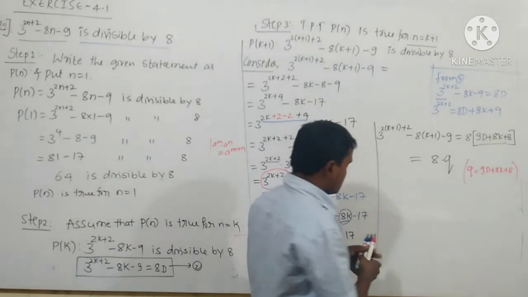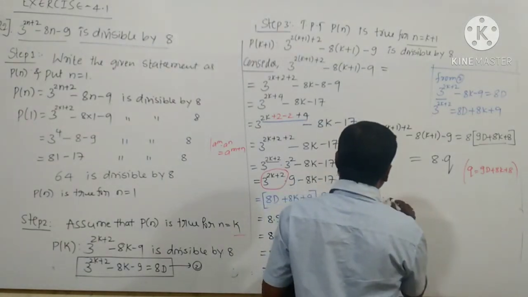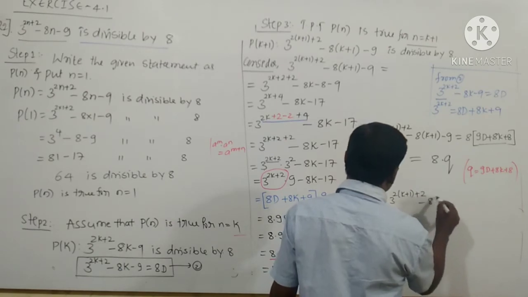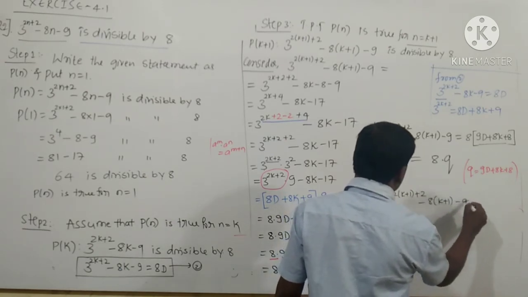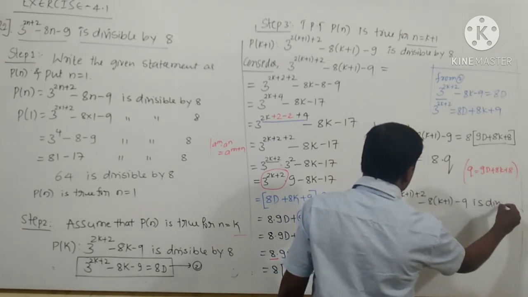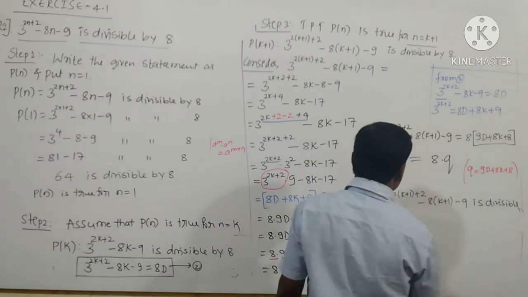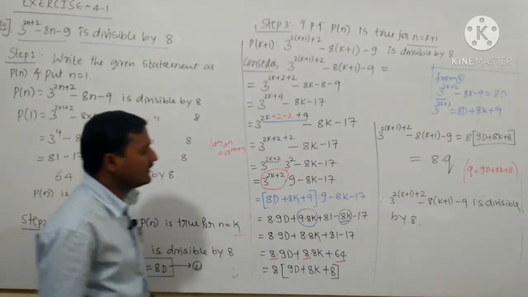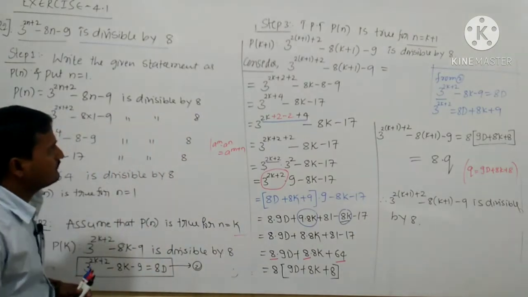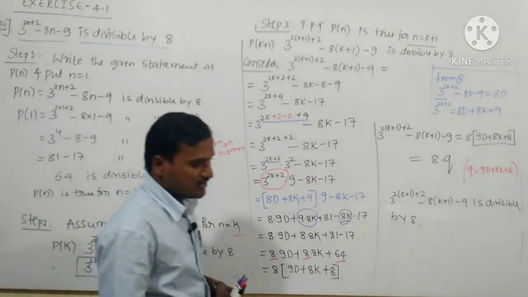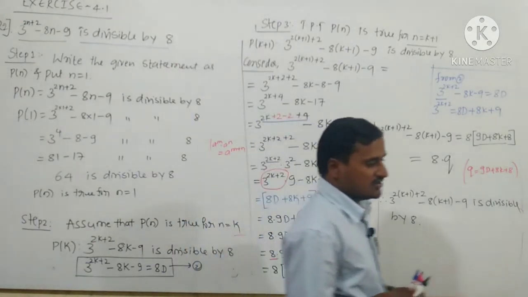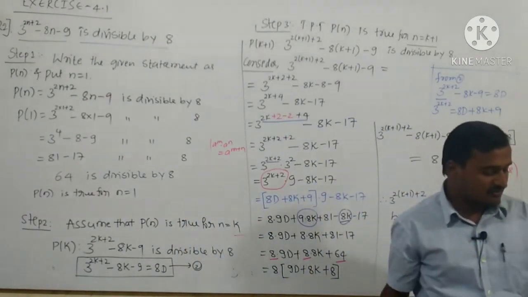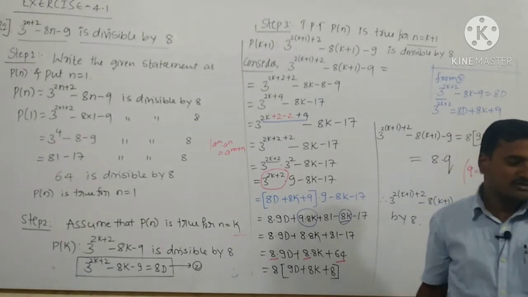So therefore what is the conclusion? Therefore 3 to the power 2 into k plus 1 plus 2 minus 8 into k plus 1 minus 9 is divisible by 8. So hence it is true for n is equal to 1, n is equal to k, and n is equal to k plus 1. Hence it is true for all the natural numbers. Okay, now we will go to the next question.